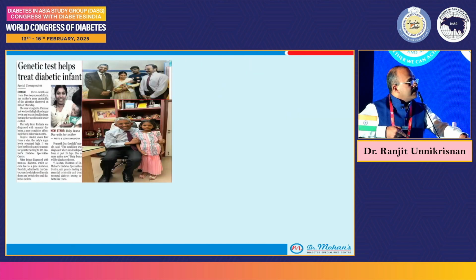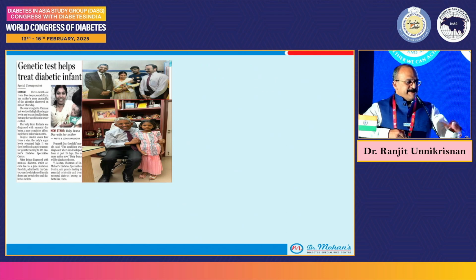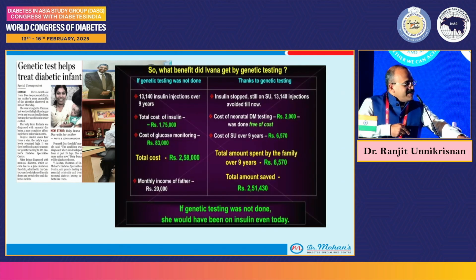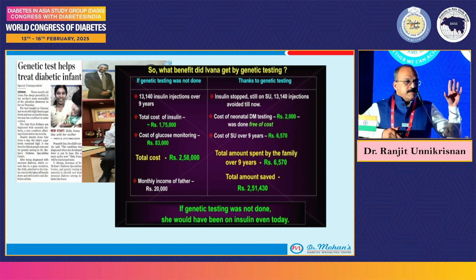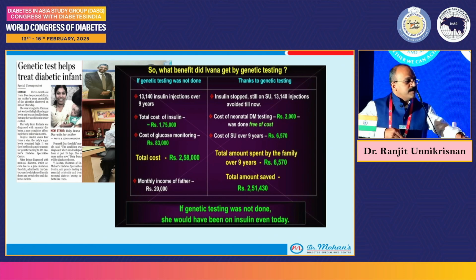So this is a child with neonatal diabetes who was diagnosed at our center. She is now, I think, 11 or 12 years old, if I'm not mistaken. She continues to do well with sulfonylurea, just to show the sort of savings that you can get if you make a diagnosis. This is the sort of money that she would have to spend on insulin: 2,58,000. She has saved around 2.5 lakh rupees just by this precision diagnosis. And that is not to mention the psychological difference when you take tablets when compared to insulin, which cannot be measured in rupees. A change in the life of the patient. If genetic testing was not done, she would still have been on insulin.